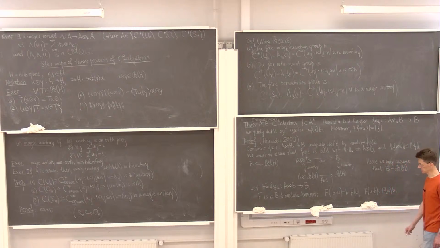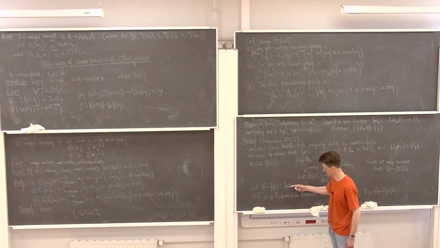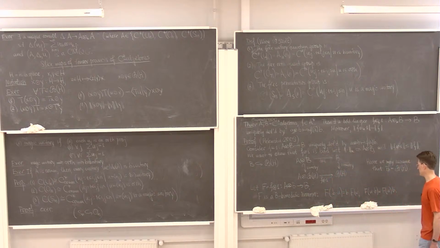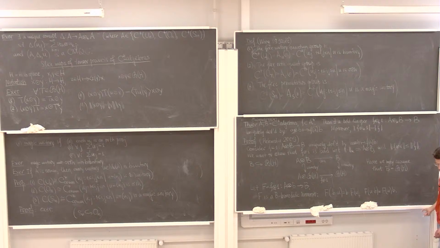Well, the B bimodule structure on the tensor product is just determined by the action of B on the left and by the action of B on the right by itself. And this property is immediate from this formula. So this formula readily implies that F is a B bimodule homomorphism.